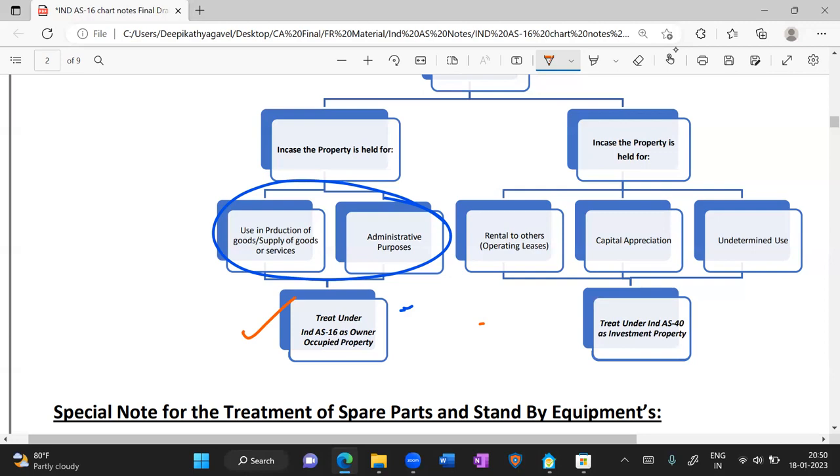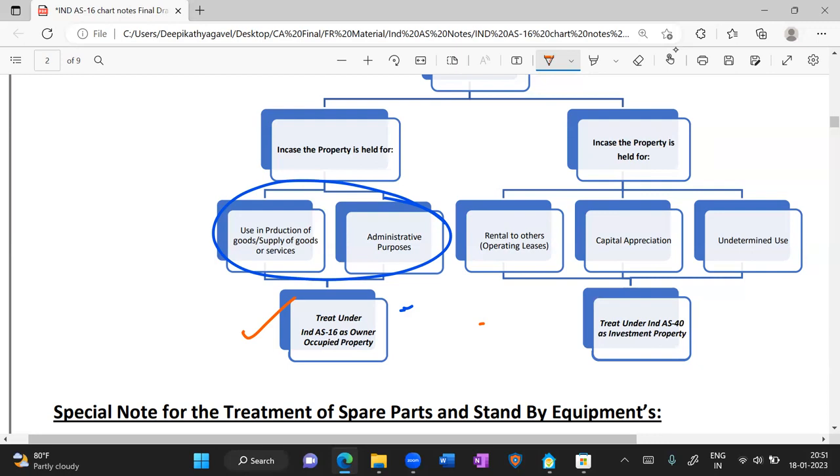The third is if there's an undetermined use, that is, the land was purchased for no specific use. When I purchased the land, I did not think that I'll use it for this purpose or that purpose. There was no specific use when I purchased the land. I just had surplus funds with me, so I thought I'll put it in land.